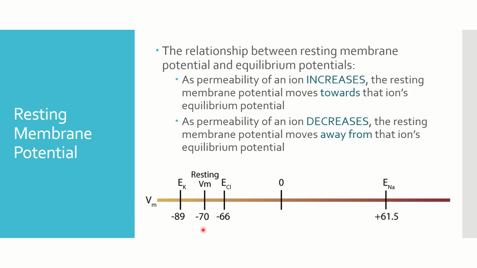We can also see that as the permeability of an ion decreases, the resting membrane potential moves away from that ion's equilibrium potential. So positive 61 is sodium's equilibrium potential. This is the charge at which sodium will be in equilibrium around a cell, and our resting membrane potential is so far away because sodium is super impermeable. It doesn't do very well going through the membrane on its own, and so it doesn't have a lot of an effect. These ions have more of an effect on the resting membrane potential because they are more permeable.